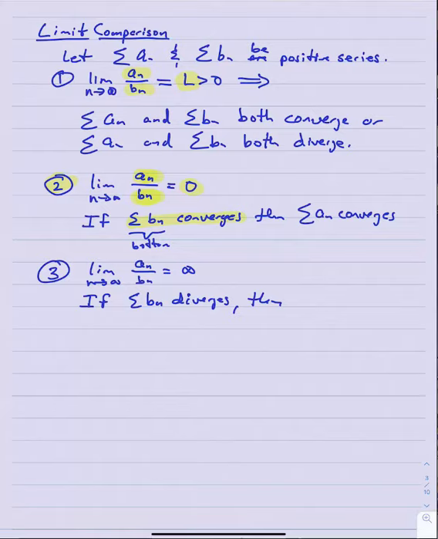In this limit, I know that the a sub n is growing faster than the b sub n, or to say that in reverse, the b sub n is growing slower. Well, if the slower growing b sub n forms a divergent infinite series, then it seems plausible that when I add up things that are growing even faster, that series should also diverge.